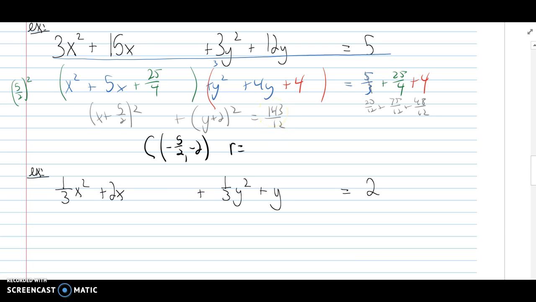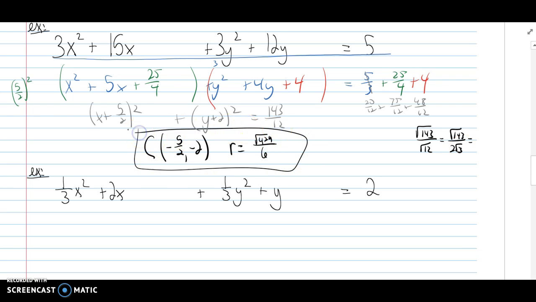143 over 12 doesn't break down at all, but the radius is still the square root of that. So we have root 143 over root 12. Square root of 12 is 2 root 3. We multiply numerator and denominator both by square root of 3. That gives us the square root of 429. Multiply the denominator by root 3, that makes it come out to 6. And now we have our center and radius.